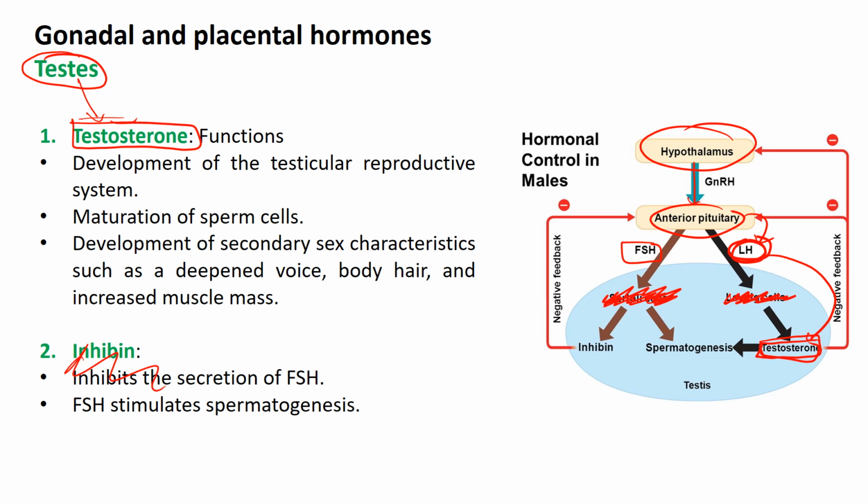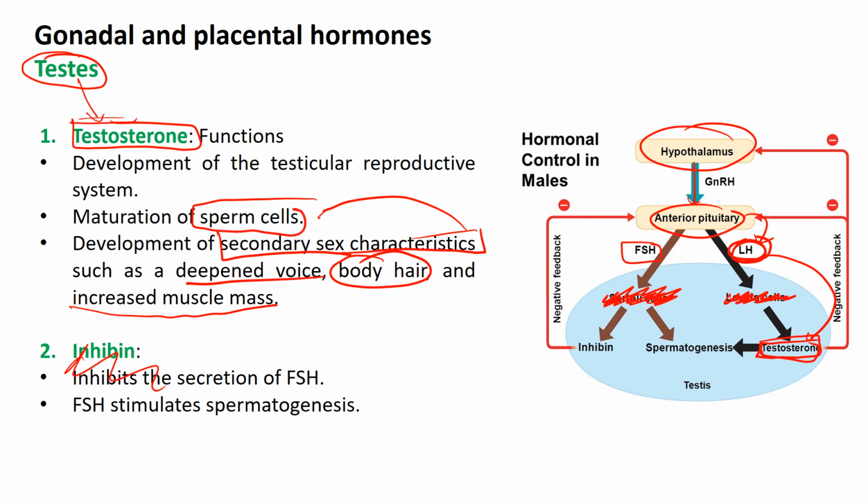And what you need to know about testosterone is the function. Testosterone is the male hormone, the hormone that is responsible for the development of the secondary sex characteristics. That means it is the hormone that makes a male physiologically a male, like increased muscle mass, the changes in voice that typically occur during puberty when the testosterone levels peak, and also body hair distribution. Testosterone is also crucial and important for maturation of sperm cells.